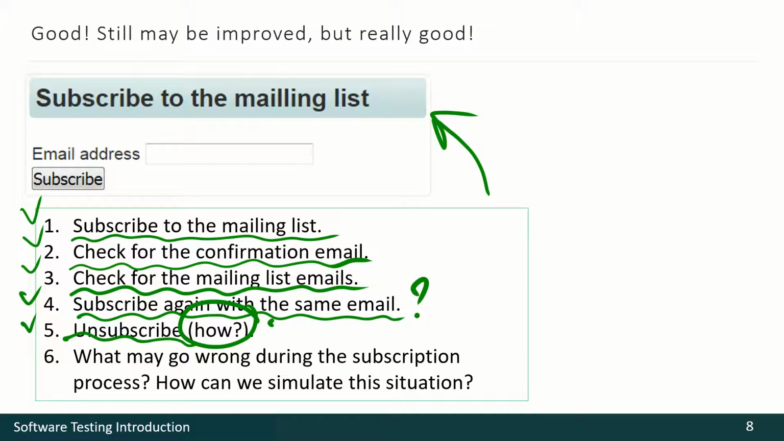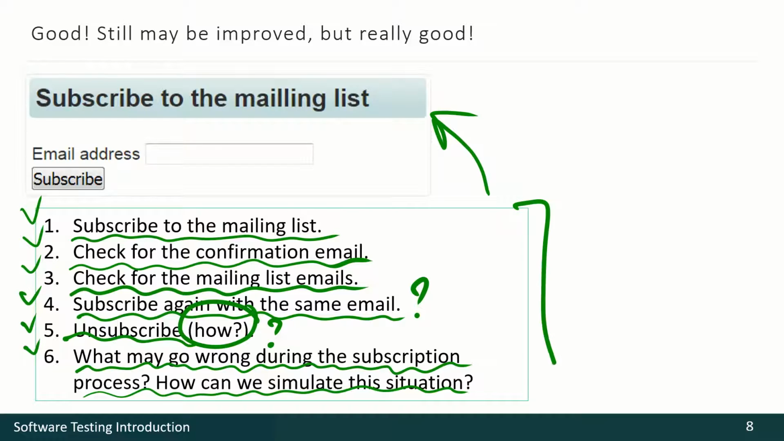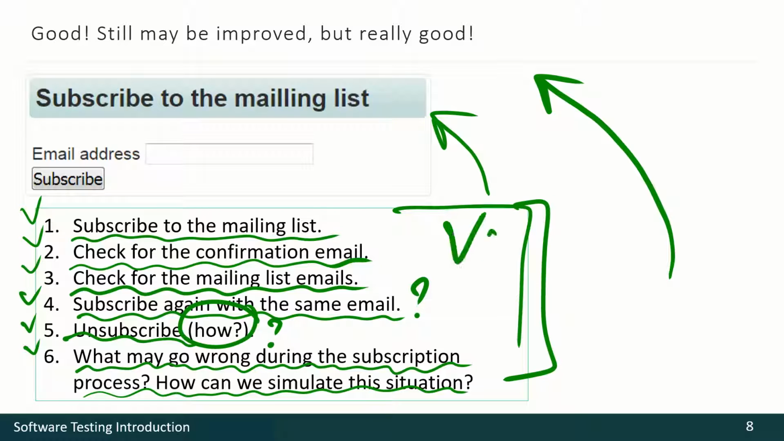We may unsubscribe, and how. We may have some questions to the requirements, and we may think about what may go wrong during the subscription process or during any other process. Of course, this is not the ideal checklist. It may be improved. It should be improved. But if we compare this checklist to those ones with the red border on previous slides, this one is good. Before we go to the next slide, please check yourself. Did you notice the typo here? Attentiveness is important for software testers, so if you noticed the typo, that's nice.